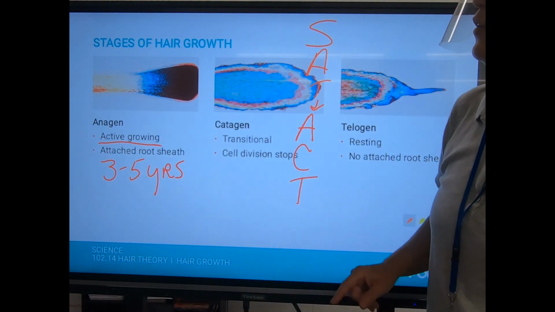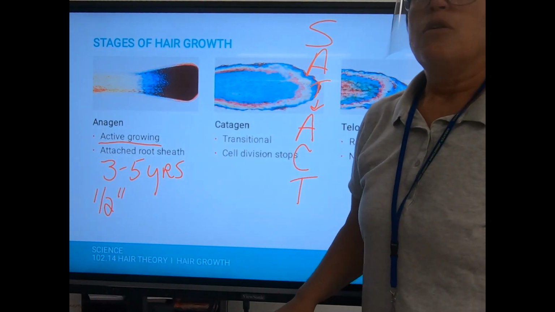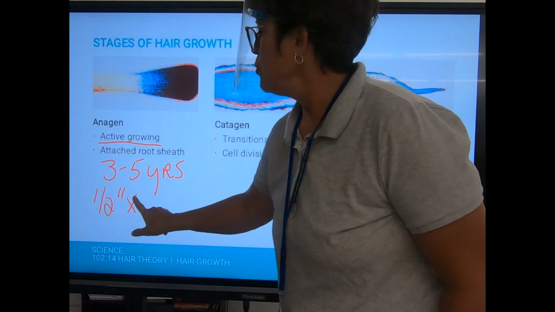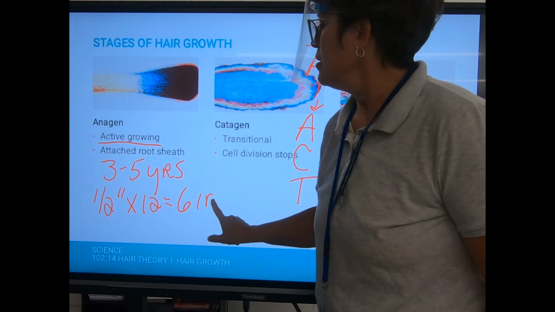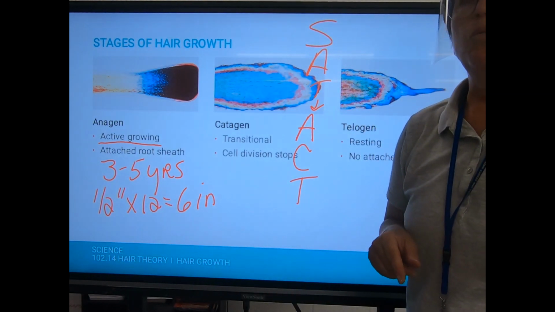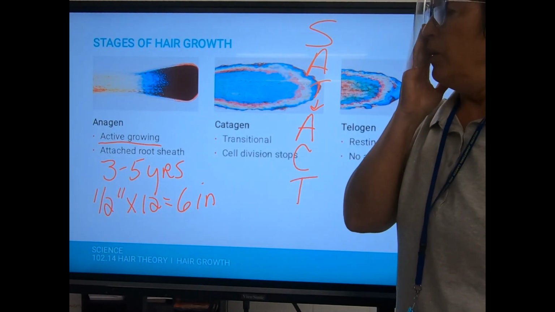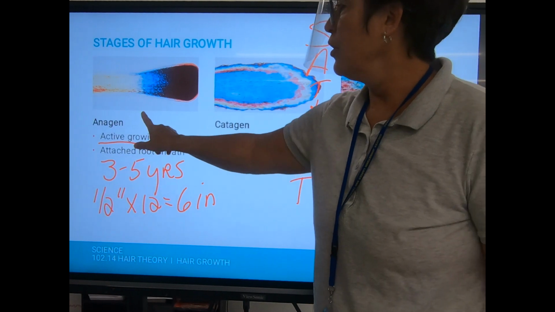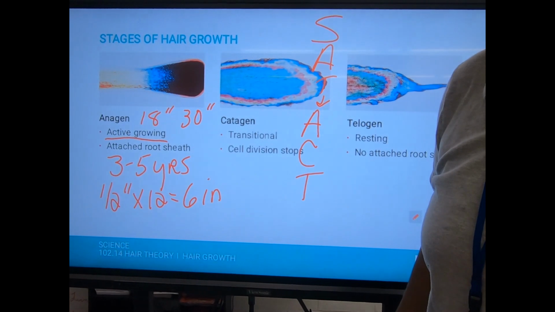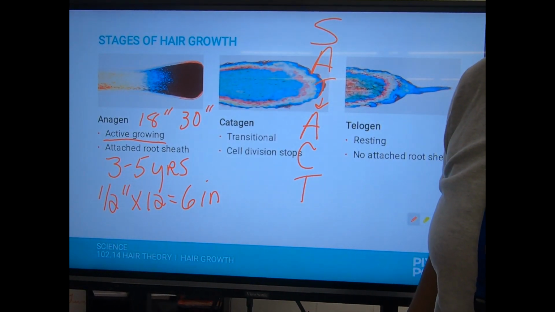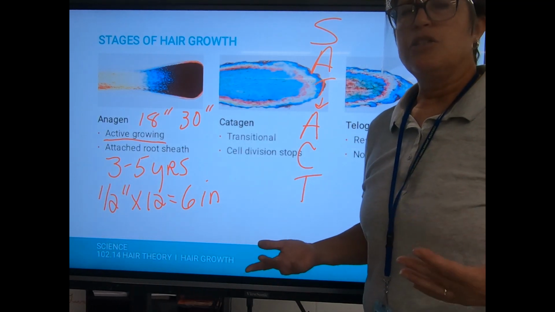Okay, so we know that hair grows 1/2 inch per month. So if I take 1/2 inch times 12 months, I will get 6 inches. My hair should grow 6 inches in 1 year. Now that's assuming it's not breaking off at the other end. Right, so over 3 years, my hair will grow 18 inches. And over 5 years, it only goes so long. Okay, so it's going to grow 30 inches long. Okay, 18 inches, 30 inches, that's pretty good.